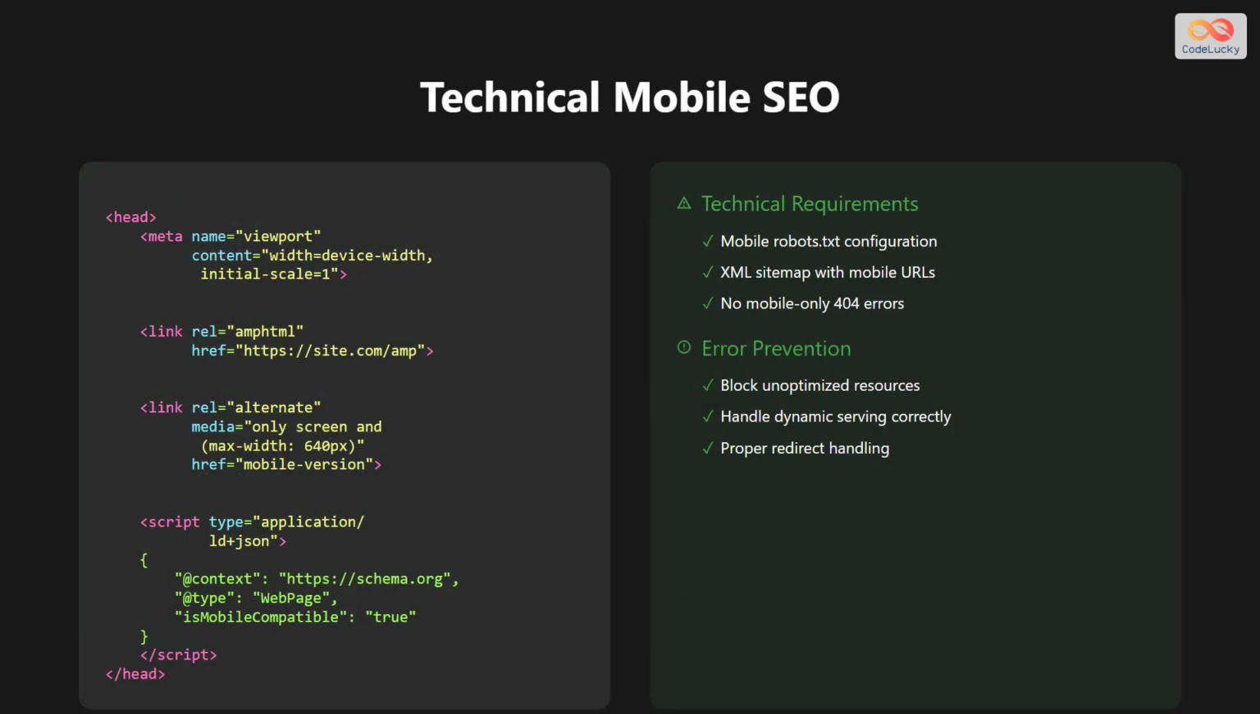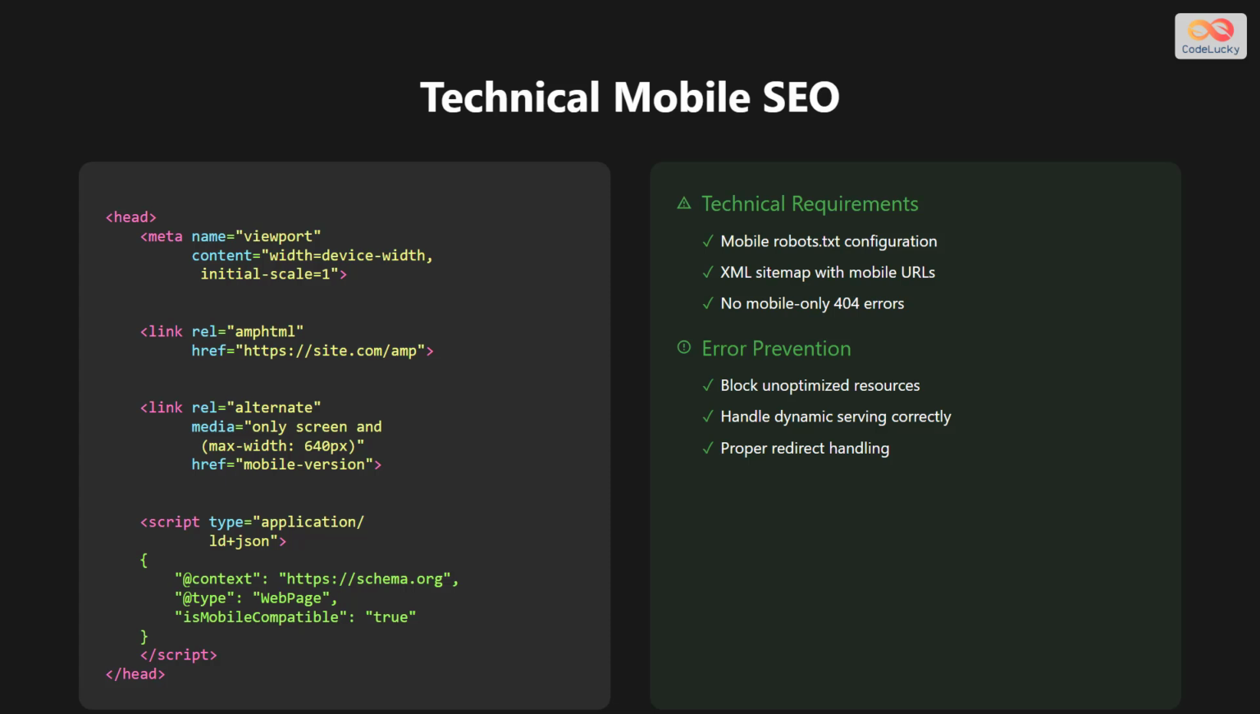Let's delve into technical mobile SEO. It includes setting the meta tags for the mobile version, linking to the AMP version of the page, providing a link to mobile version, and including the schema markup. Here is a code example showing all of this.